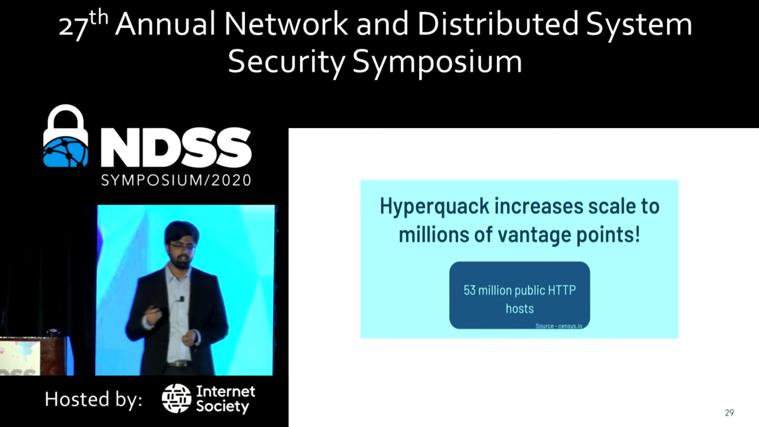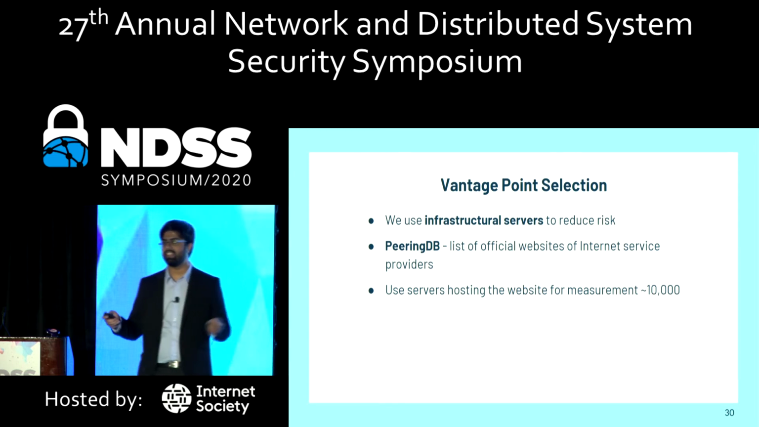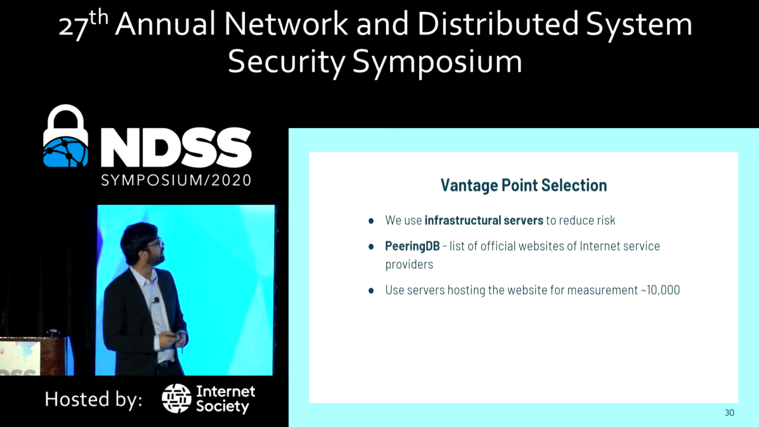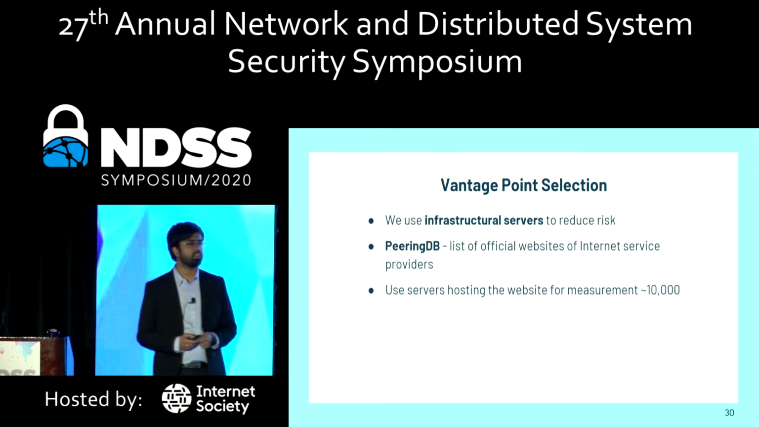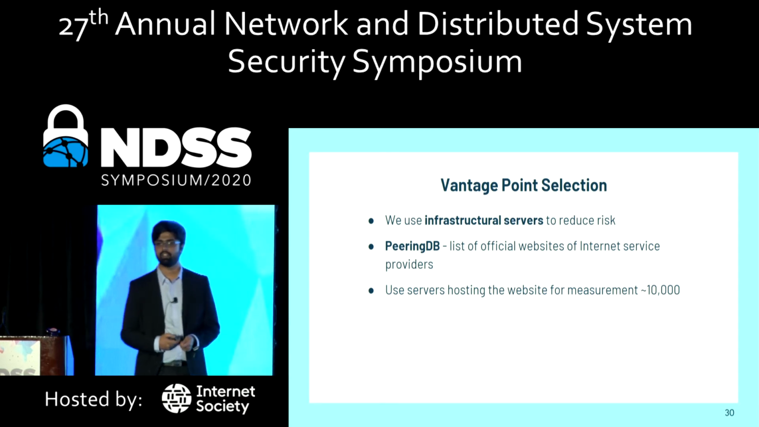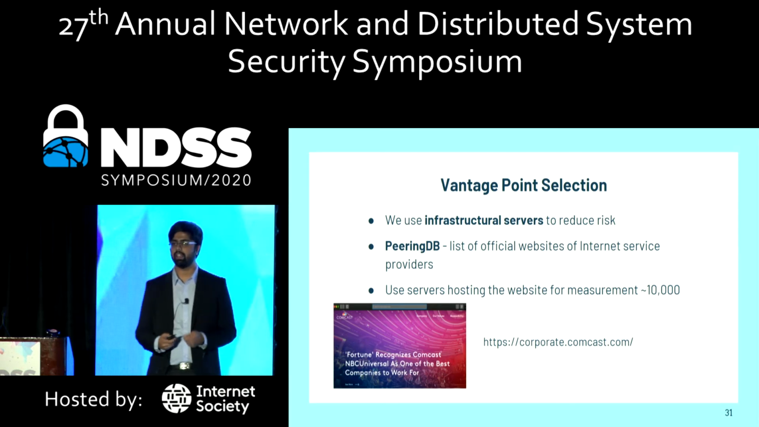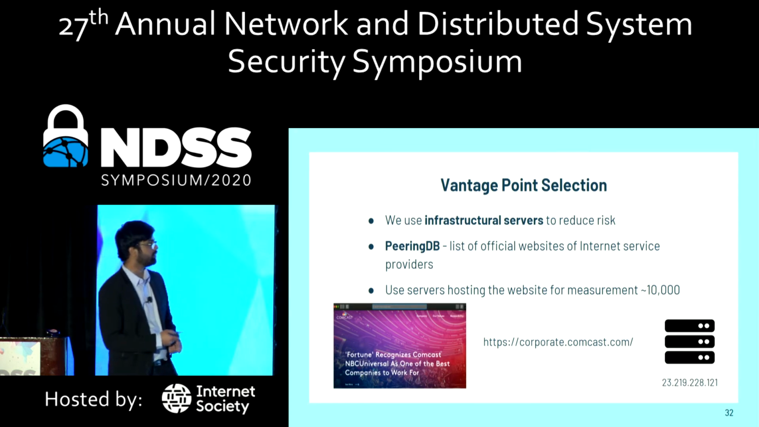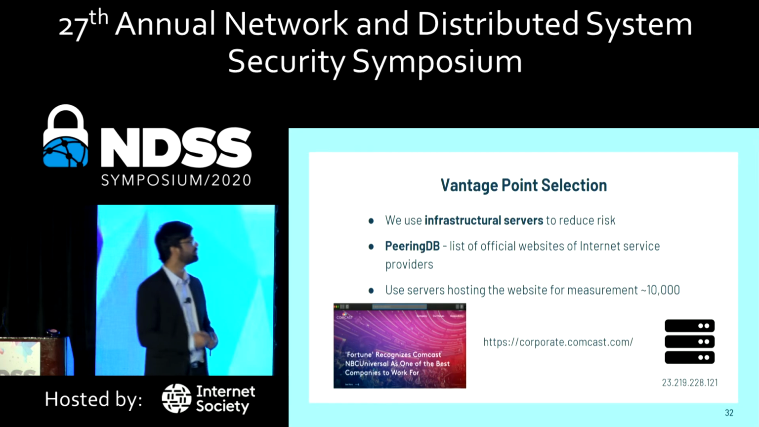Now, HyperQuack is great because it increases our scale to potentially more than 50 million vantage points. But to reduce the risk to the servers we use for measurement, we only want to select infrastructural servers, that is, servers that are not end-user owned. To that end, we look at all the official websites of internet service providers provided in PeeringDB, and then look up the servers hosting those websites. For example, to select a server in the US, we look at the PeeringDB entry for Comcast, which is corporate.comcast.com, and then look up the server hosting this website. We then add the server to our list of servers we use for measurements.